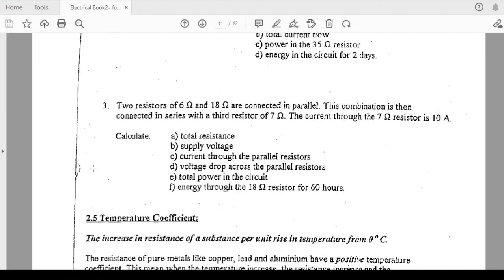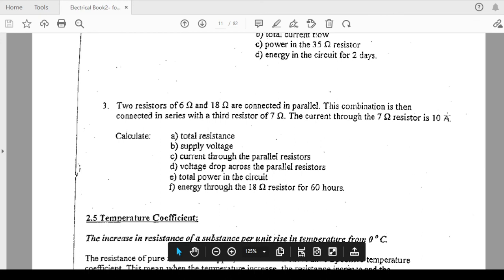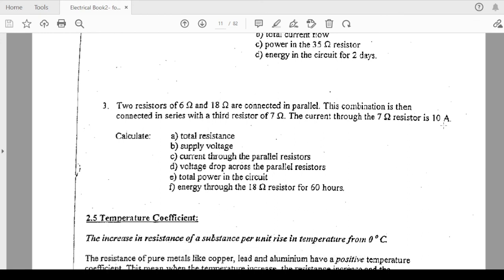And then they are saying that the 7 ohm resistor has got a current of 10 amps. Already, if you know electrical, you know that this 10 amps is the total current, because it's the current going through the 7 ohms, so it should be the current from the supply. That is the total current because in series the current is the same. So this 10 amps is the same current that is going to flow through 6 and 18 together.